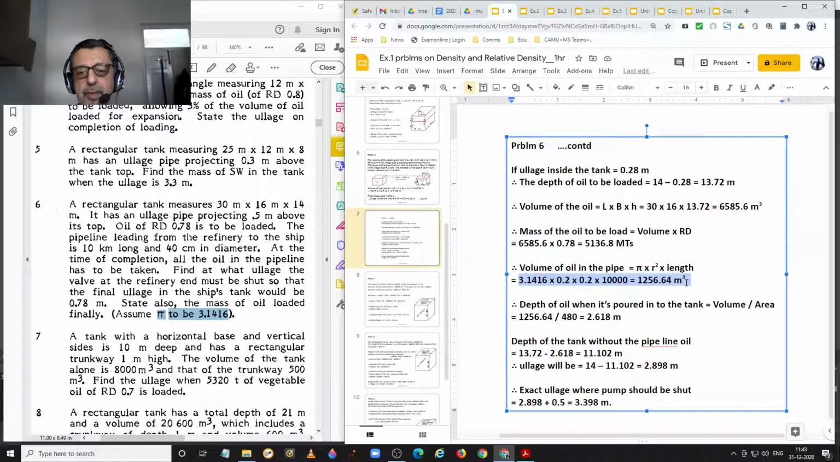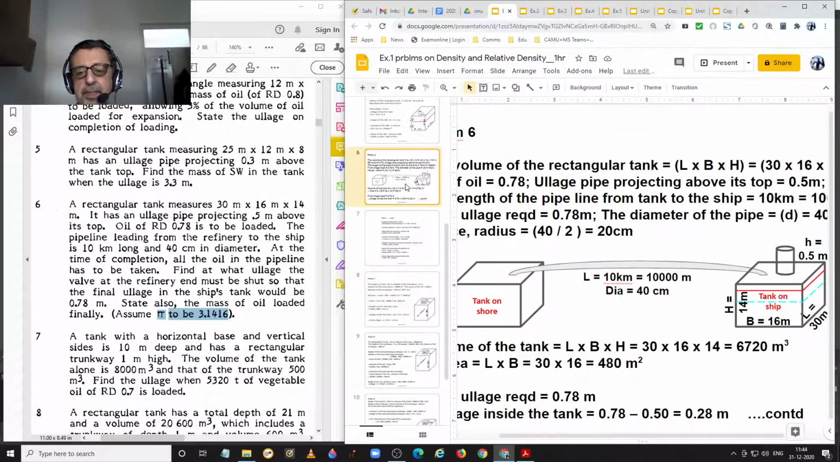Now this volume of oil, when it comes into the tank, will occupy a certain height. And that height we can calculate by dividing this volume by the area of the tank, that is 480, and that works out to a height of 2.618 meters. So going back to the previous slide, let me explain now that the volume of oil within this pipeline, once it comes inside your ship's tank, will occupy a certain height. And that height is the difference between the red line and the blue dashed line that you see. That much is the volume of oil that will come into your tank from this pipeline.